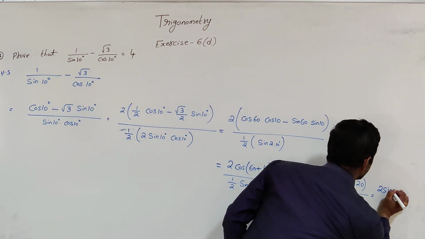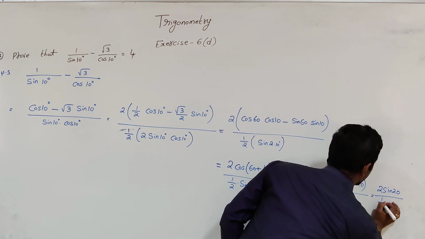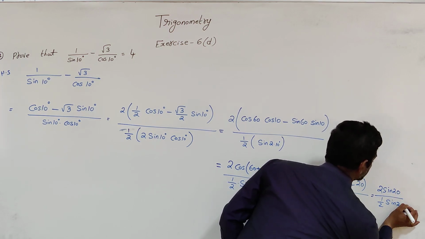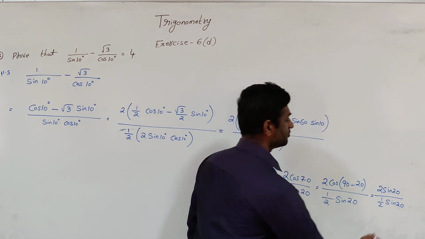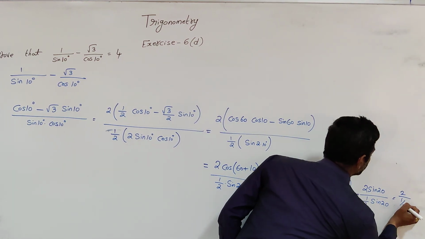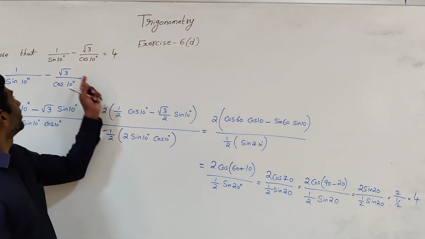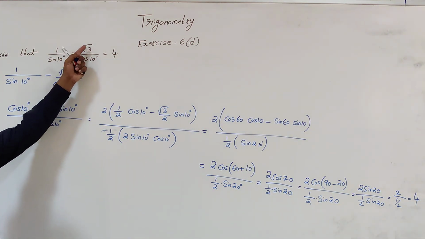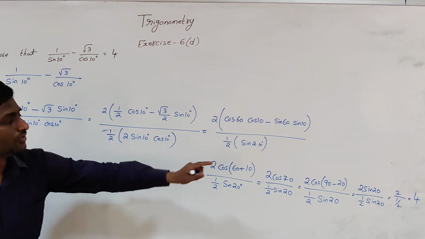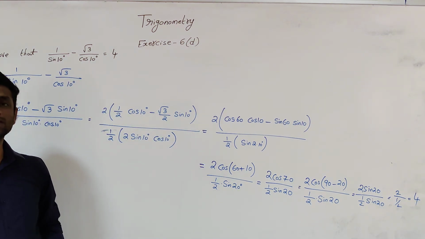2 sin 20 by 1 by 2 sin 20. So sin 20 and sin 20 get cancelled. So it will be 2 by 1 by 2. That gives 4. That is 1 by sin 10 minus root 3 by cos 10 is equal to 4. That is the value. Next problem.